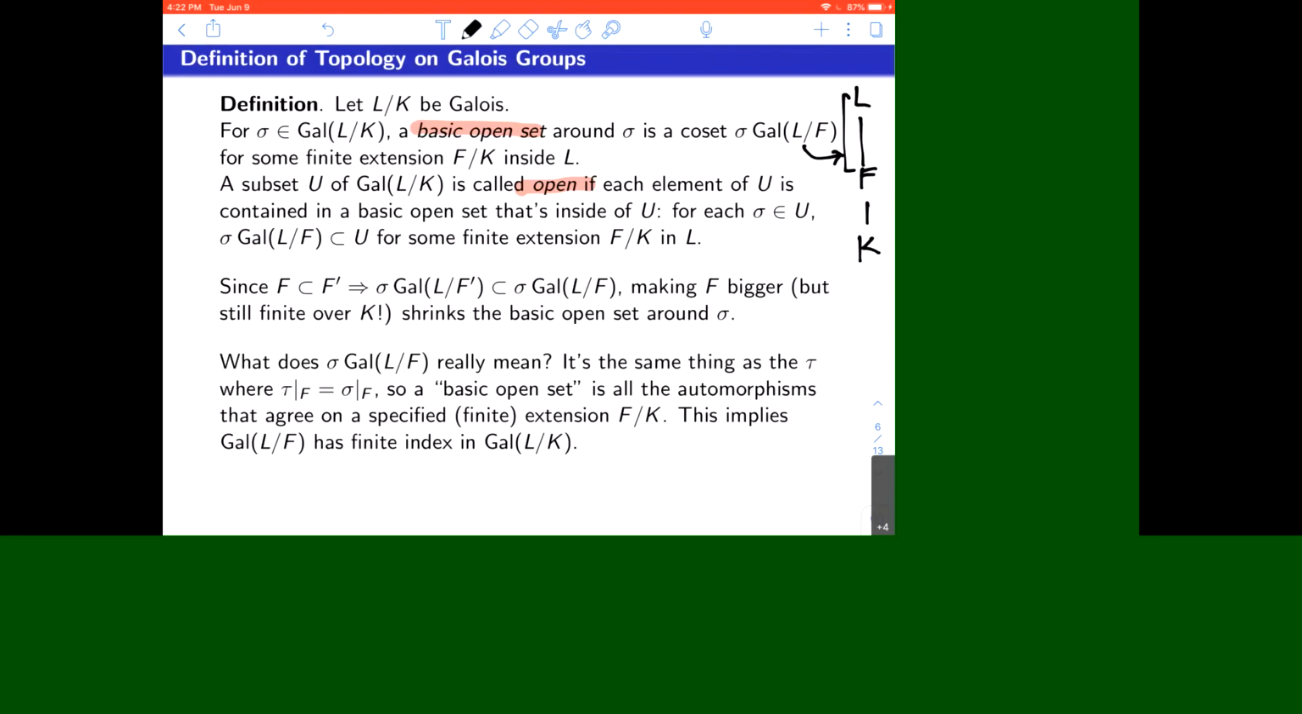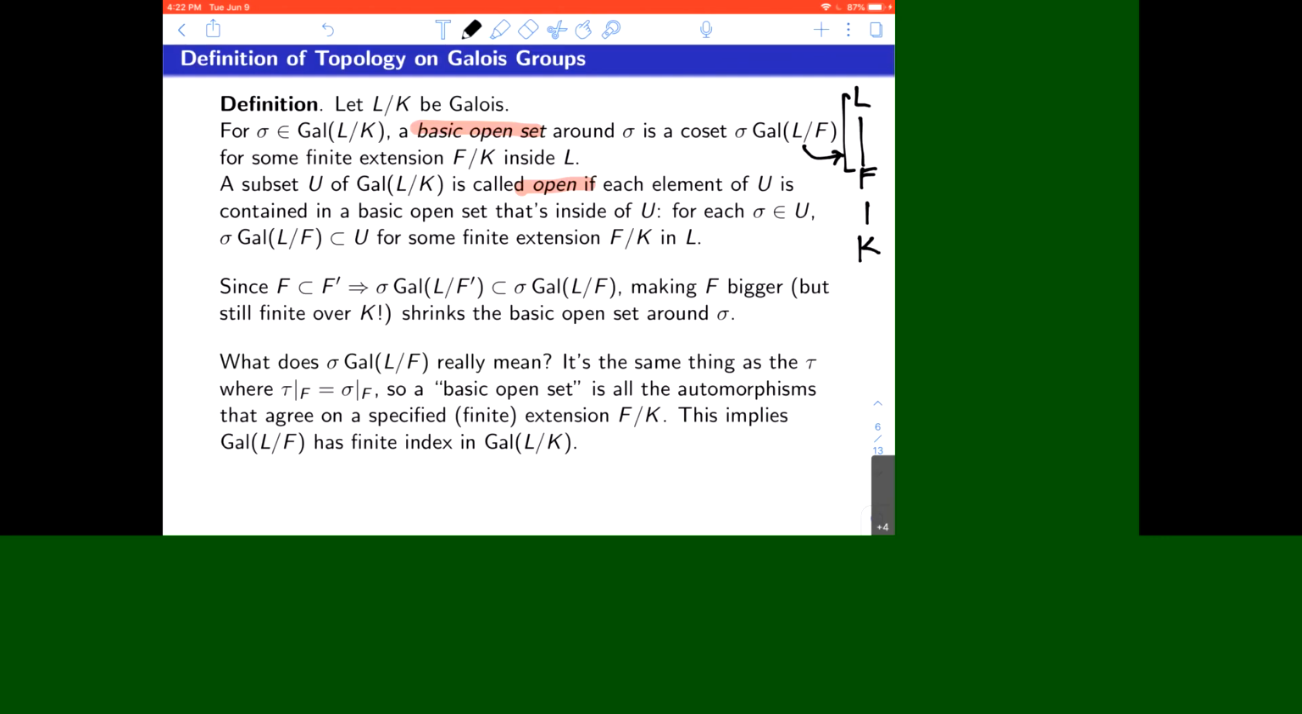Okay, so some things to note here. First of all, if you go from F to a larger finite extension, it could be any extension, but if we're just talking about finite ones, if you increase the field, you cut down on the subgroup. Because if you fix F prime, you fix F. So when you go to a bigger field F prime, the automorphisms that fix F prime are fewer, and so the coset shrinks. This is the idea that as you impose a fixed condition on a bigger finite extension, you cut things down. So making F larger makes the basic open set defined by F smaller.